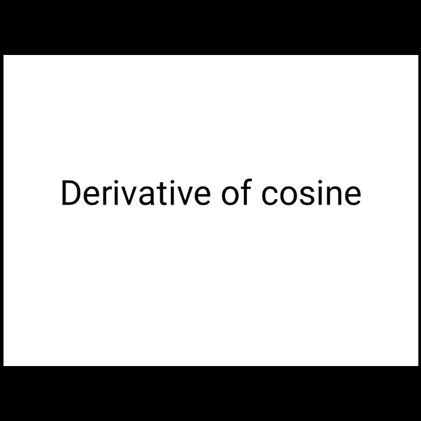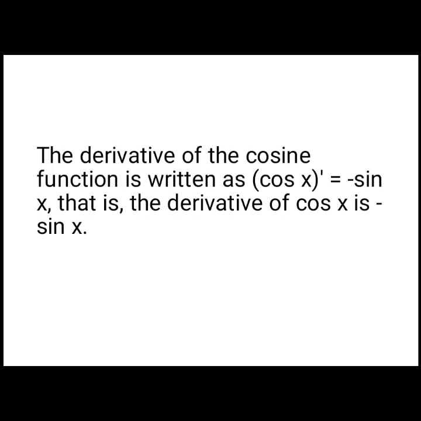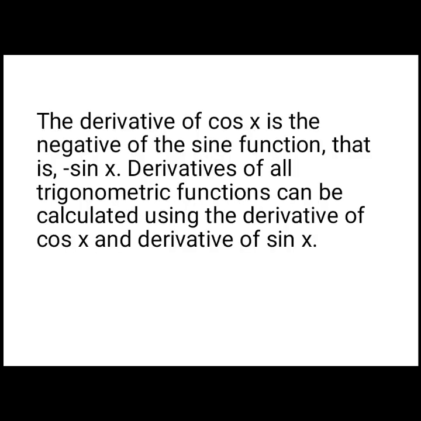This time I will discuss all about the derivative of cosine. So what is the derivative of cosine? The derivative of the cosine function is written as cosine prime of x is equal to negative sine x. That is, the derivative of cosine x is negative sine x. So the derivative of cosine x is the negative of the sine function, that is negative sine x.